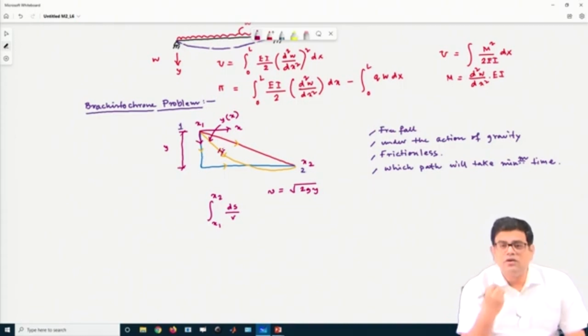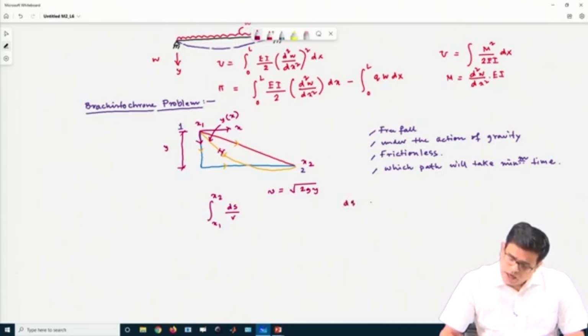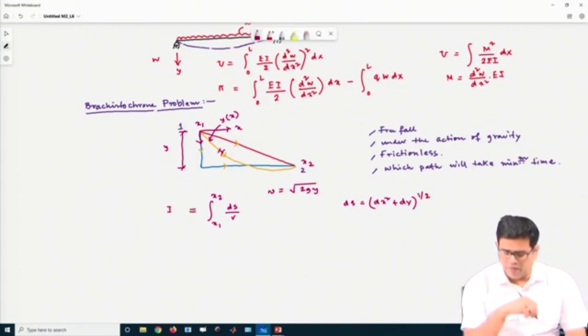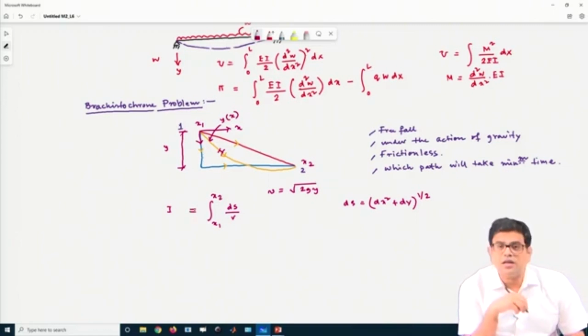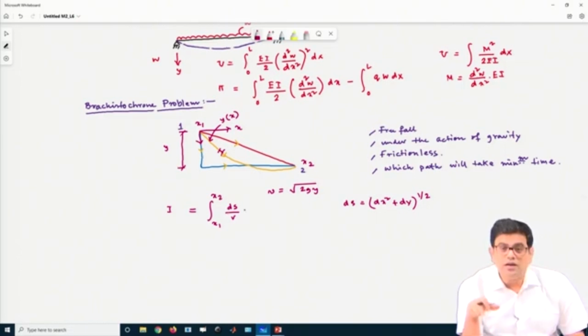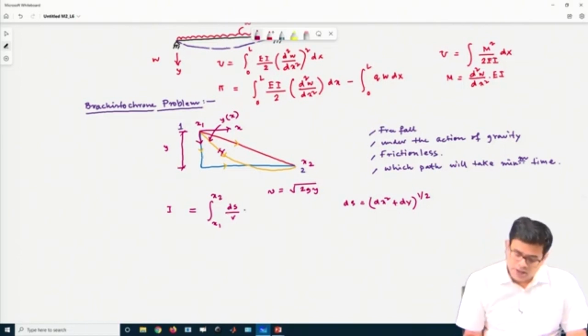Now this ds can also be written in this form, that is root over dx square plus dy square. So these are differential elements. Let us say this is I, the time. So this functional I we have to minimize such that it will take the minimum time. Our objective is to find out this y of x.